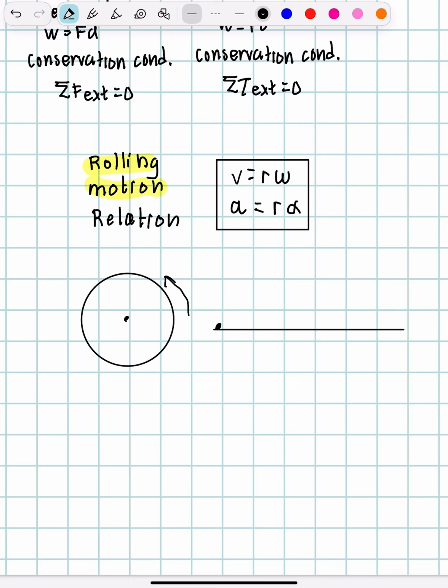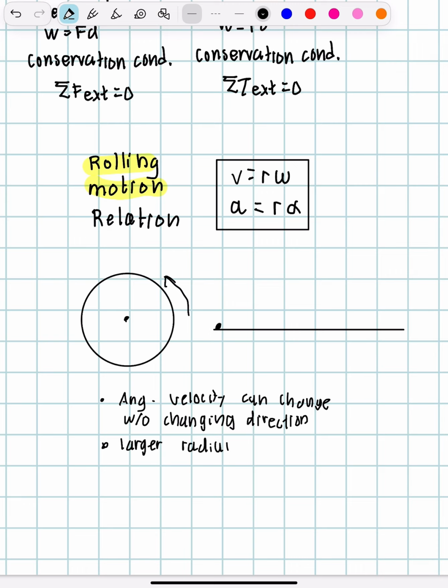You also need to know that angular velocity can change without changing direction. And remember that a larger radius covers more distance in the same amount of time, which means a larger linear speed, because if it can cover more distance in the same amount of time, it's just going faster.